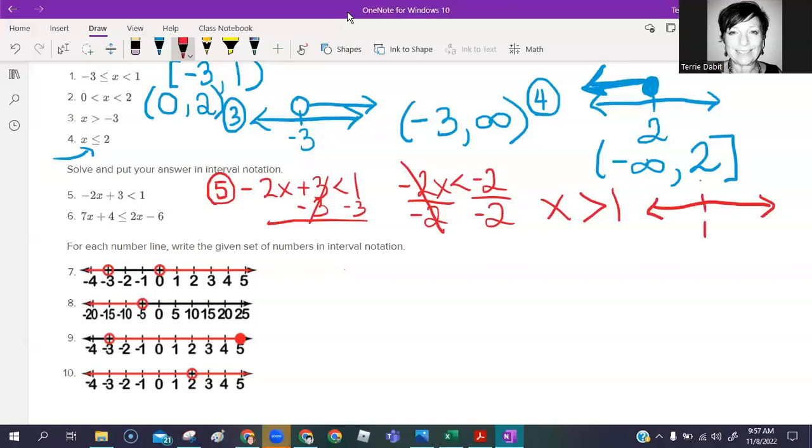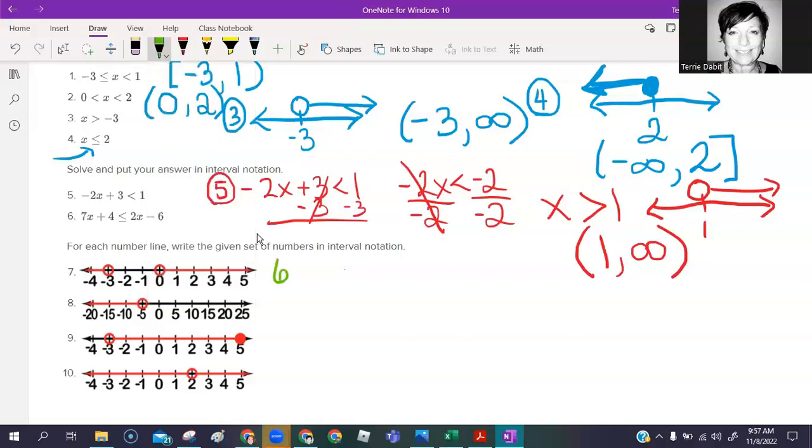It might help you. This is an open circle, and it says greater than. So therefore, all the values of x start at 1, end at positive infinity. On 1, I have a parentheses, and on infinities, I always have parentheses.